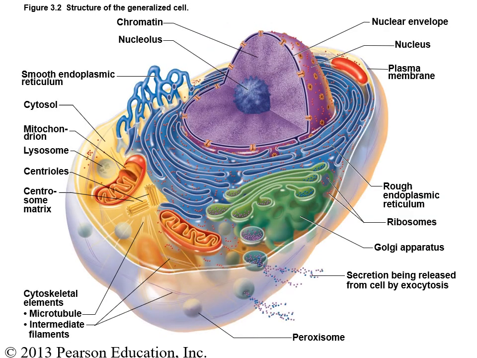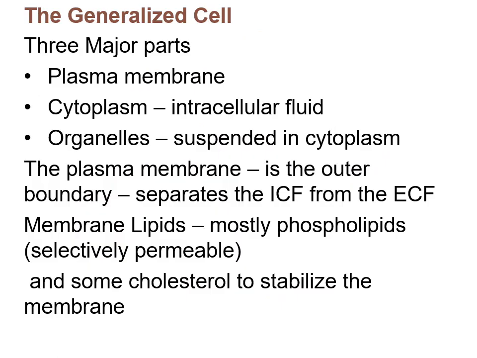This is a generic cell, or a generalized cell as they call it here, showing you all of the major features. As you go through studying the cell and preparing for lab quizzes, you want to get familiar with all the various organelles and what they look like on this picture. As we go through, we will talk about these different organelles and what their functions are. So the cell has three major parts. There are many parts within this three-part breakdown, but these are the three major parts.